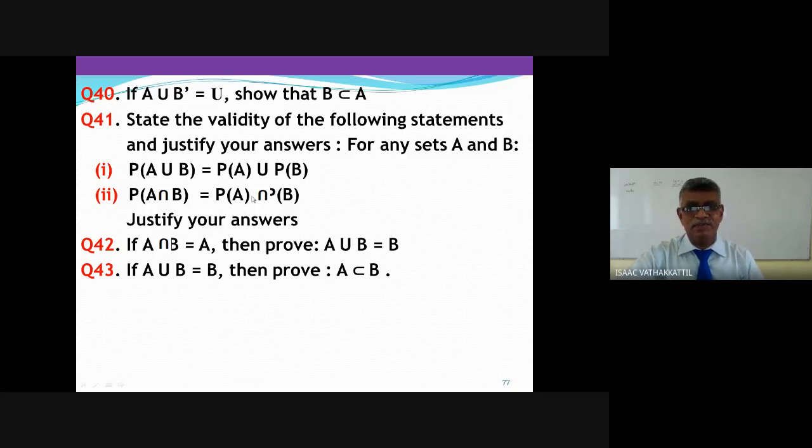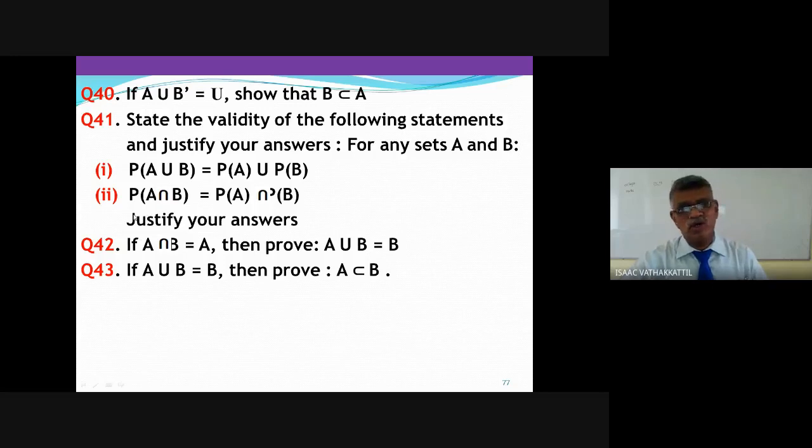P of A intersection B is PA intersection PB. Be careful about that term. P of A union B is PA union PB. So which of these is true, or if both are true, prove; if both are false, give examples. That is the meaning of justification.